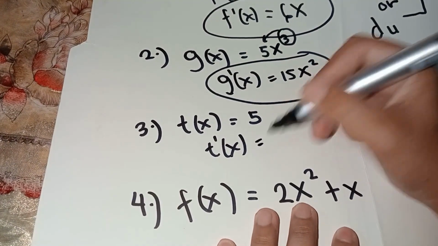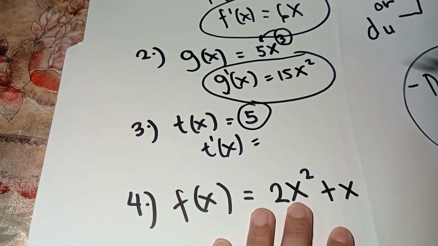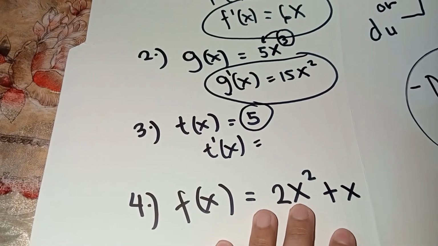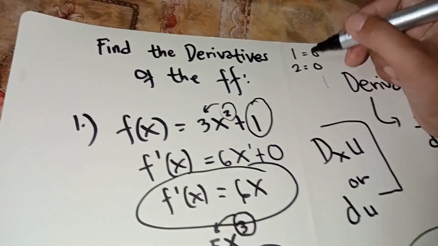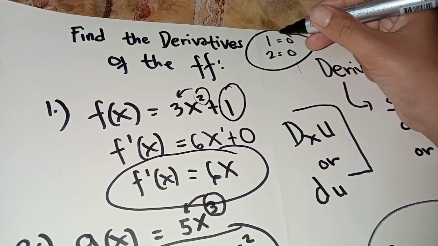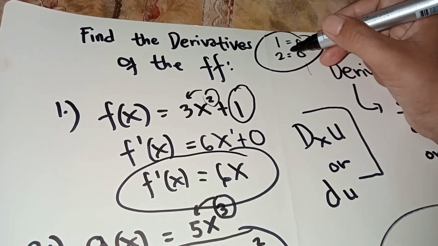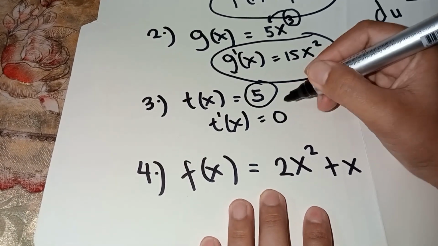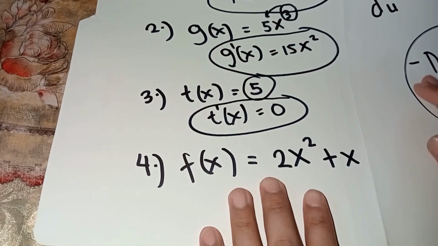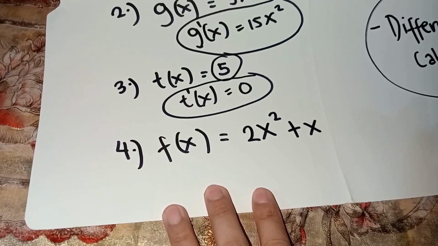As we all know, when you see only a number, that is known as a constant function. What is the derivative of a constant function? Recall, the derivative of 1 is 0. The derivative of 2 equals 0. How about the derivative of 5? Of course, this is 0. This is now our final answer. Then let's move on to our last example.